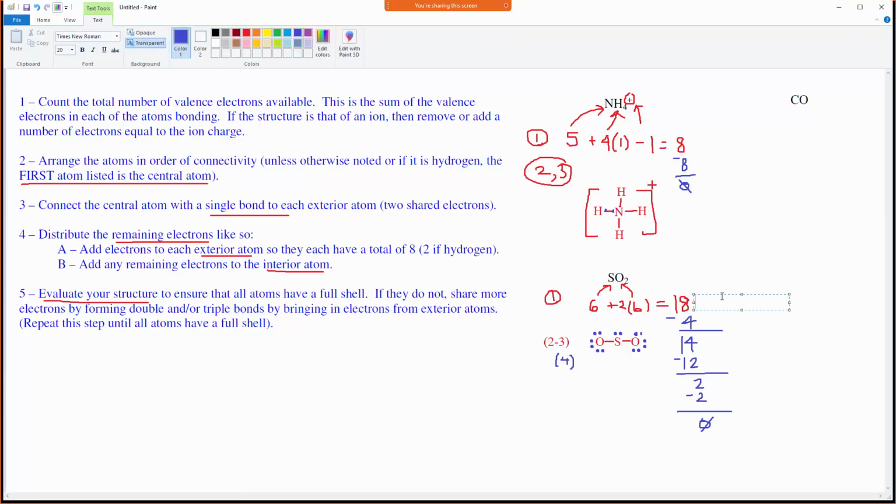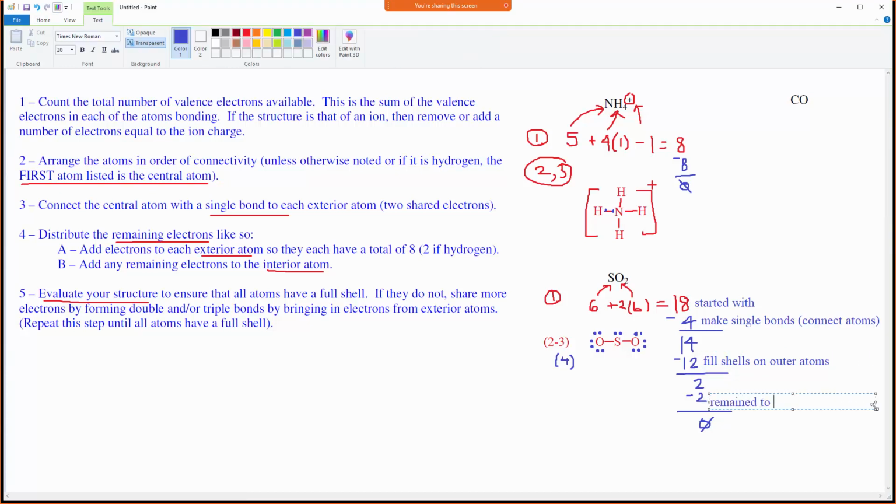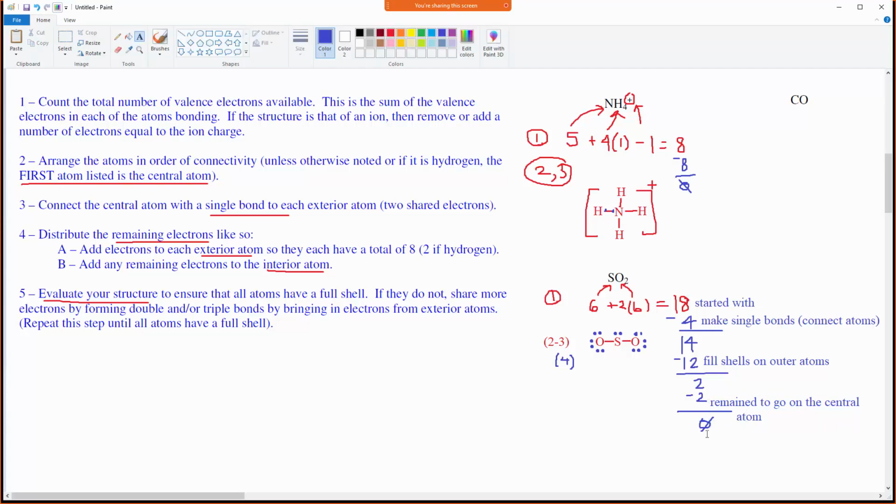So just to clarify, this is what we started with. This is what we used to make single bonds, connect atoms. This is what we used to fill shells on outer atoms. And this is what remained to go on the central atom. And now we're out of electrons.